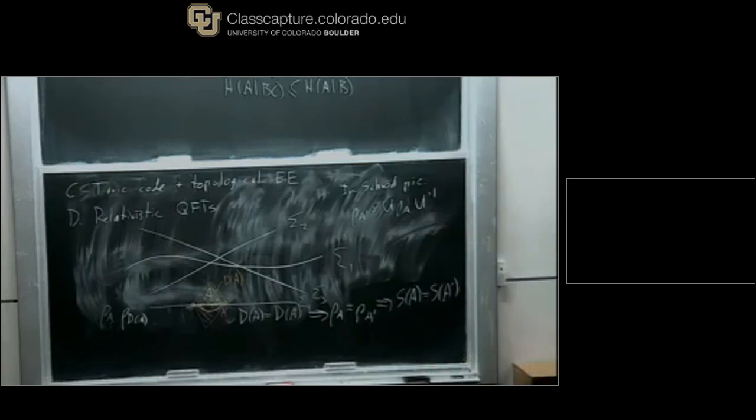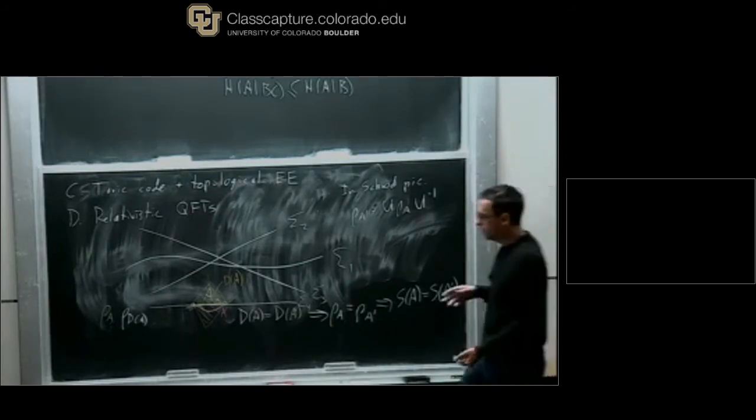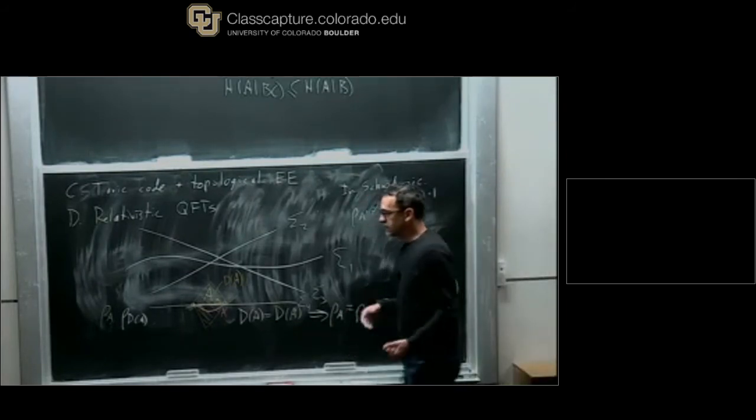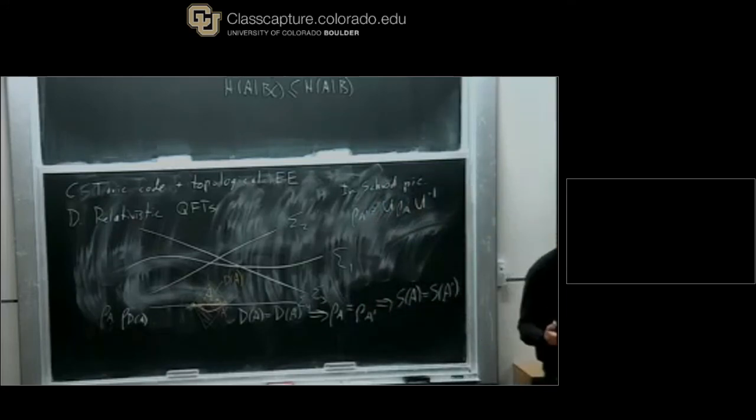Okay, so that's the first and most important fact about entanglement entropies in a relativistic field theory, that they really are functions not of the region sitting on a Cauchy slice, but of the causal domain.